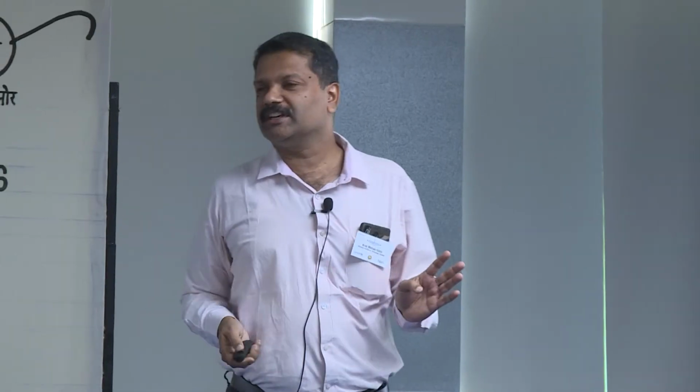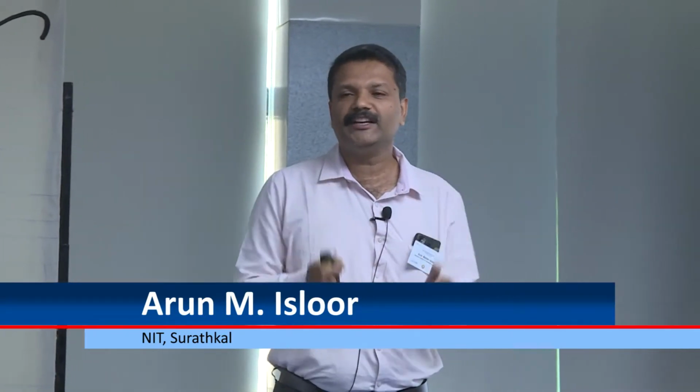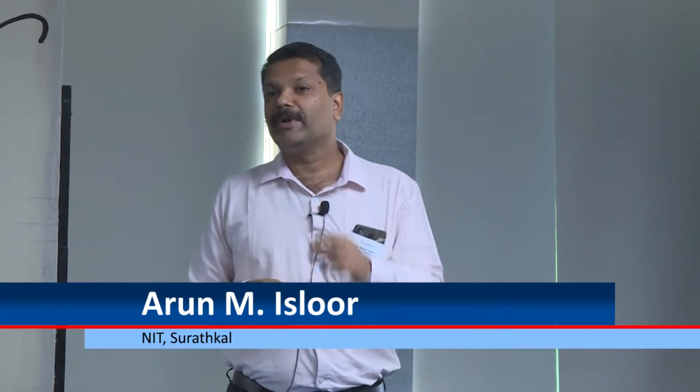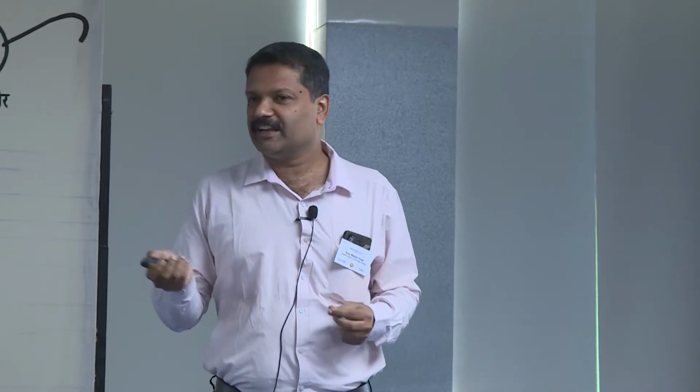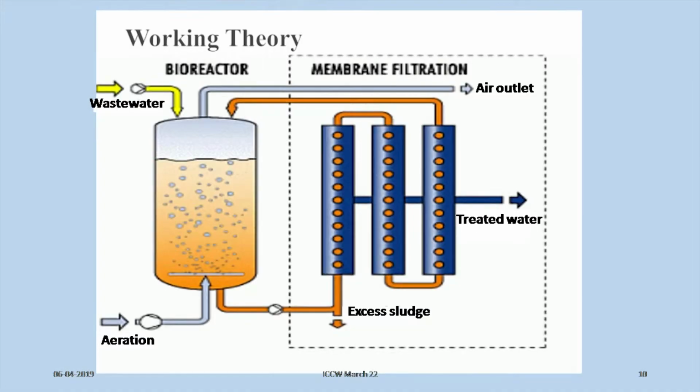Here one can use either a microfiltration membrane or an ultrafiltration membrane. Using the ultrafiltration membrane, we can say that up to 99.9% of microbes, like bacteria or even viruses, can be completely removed from the grey water. And if you want the water to be further purified, then definitely one has to go for the reverse osmosis, RO unit. So this is the typical diagram.